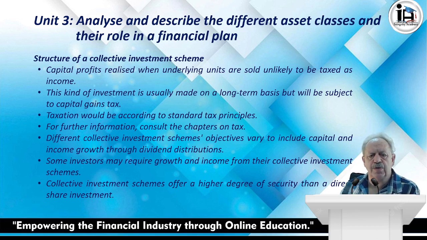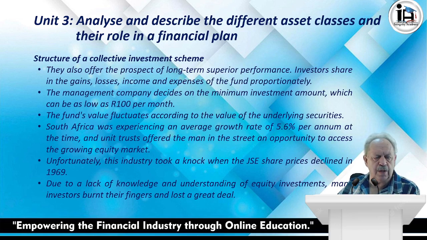Different collective investment schemes' objectives vary to include capital and income growth through dividend distributions. Some investors may require growth in income from the collective investment schemes, and collective investment schemes offer a higher degree of security than a direct investment in a share. They also offer the prospect of long-term superior performance. Investors share in the gains, the losses, the income and expenses of the funds proportionately. The management company decides on the minimum investment amount, which can be as low as 100 Rand per month.